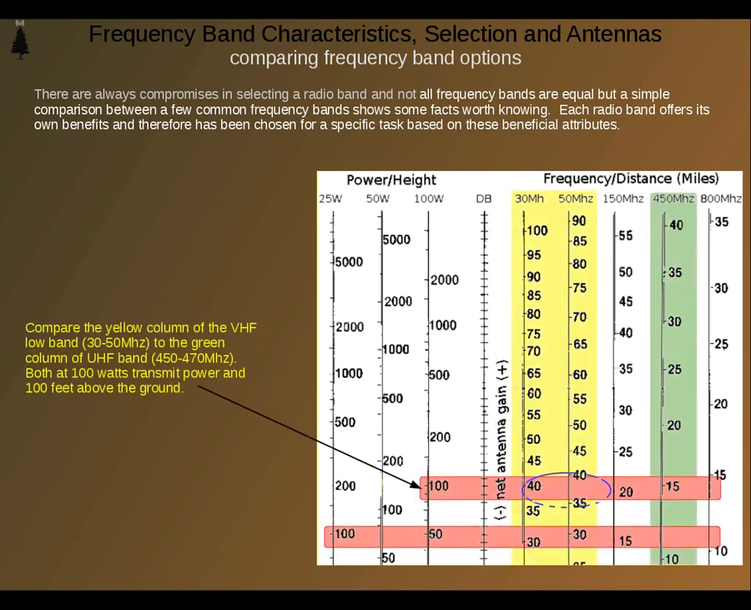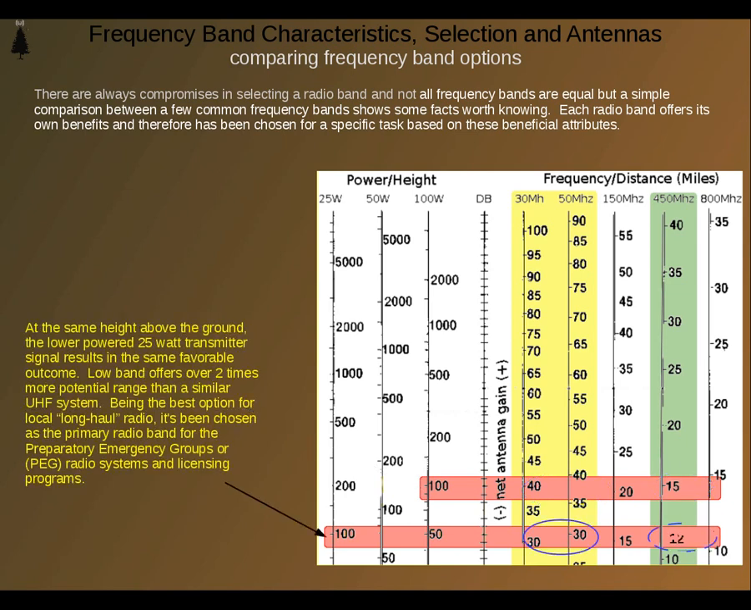Comparing the yellow column of the VHF low band to the green column of the UHF band, both at 100 watts transmit power and 100 feet above the ground. At the same height above the ground, the lower powered 25 watt transmitter signal results in the same favorable outcome. Low band offers over 2 times more potential range than a similar UHF system. Being the best option for local long-haul radio, it's been chosen as the primary radio band for the Preparatory Emergency Groups radio system and licensing programs.